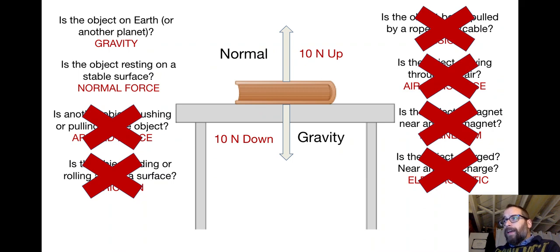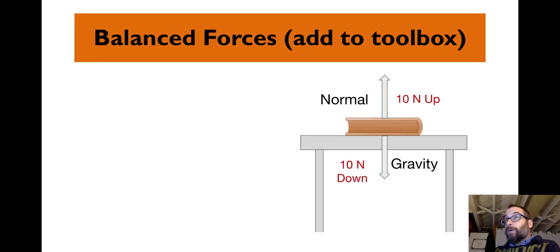Okay? Now, what that leads to is us being able to determine whether or not the forces on the book are balanced or unbalanced. We know what forces are there. Now we can figure out if they're balanced or unbalanced and what that means. So at this point, you should start adding information to your Unit 3 toolbox. The bullet points you see on this slide and the slides that follow. You don't have to draw the pictures, just get the written words down, please.